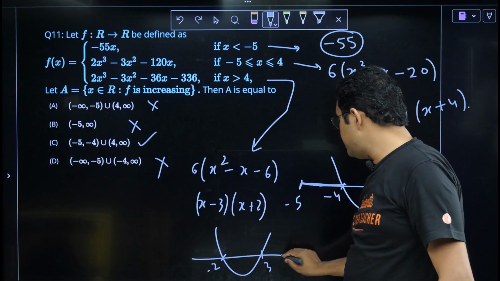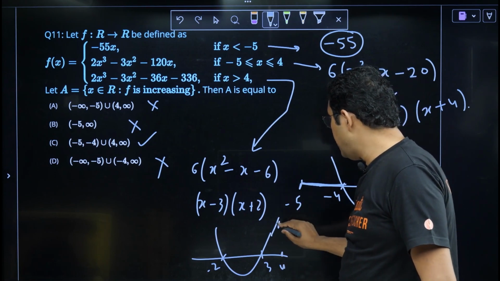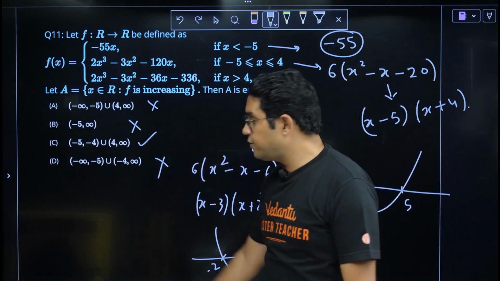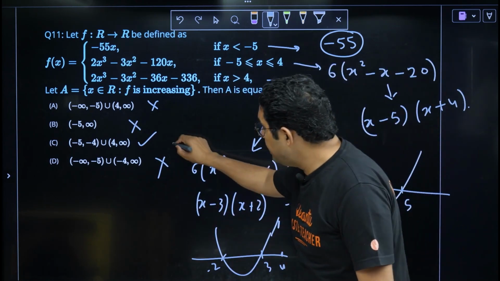So greater than 4 will be somewhere here after this. You can see after 4, it is always increasing. So this graph is always going to be increasing. So -5, -4 union 4, infinity is the answer.